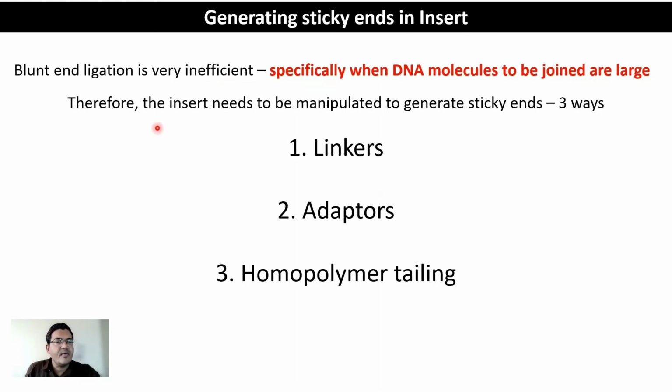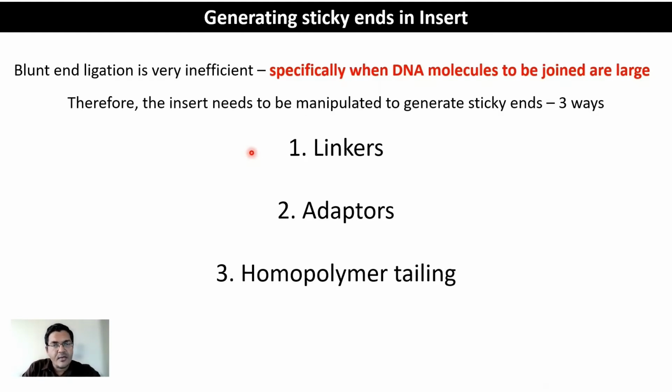And there are several ways by which you can ensure that your insert has a sticky end. Let's say your insert is coming from a PCR amplification. In such cases, the insert will not have a sticky end. And therefore, sticky ends need to be added to the insert to ensure that the ligation is efficient. And there are several strategies for doing that. The three most common strategies used to generate sticky ends on blunt end inserts include linkers, adapters, and homopolymer tailing. And we'll now go into the details of each one of these as we move along. So we start with linkers first, and then we move on to adapters and also to homopolymer tailing.